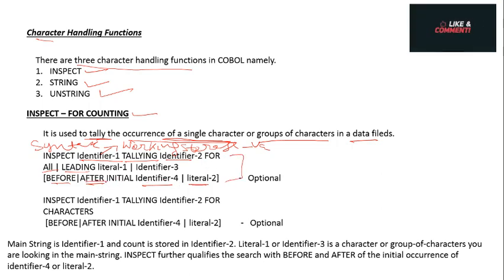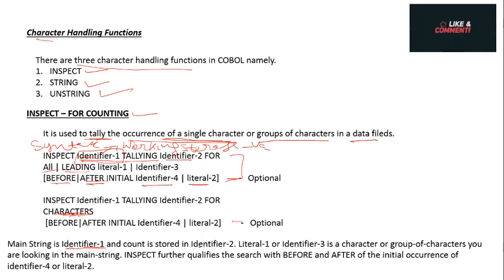What's the meaning of BEFORE and AFTER? INSPECT identifier-1 TALLYING for CHARACTERS. You can check the tallying for characters also, like BEFORE, AFTER, INITIAL identifier-4 or literal-2. This is an optional statement, and this is also an optional statement, BEFORE or AFTER. And the main string is identifier-1.